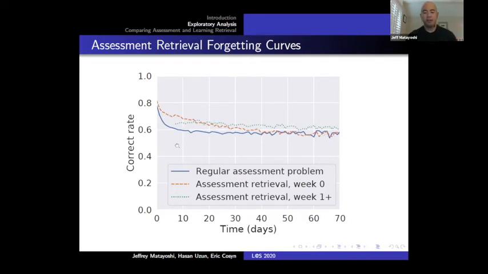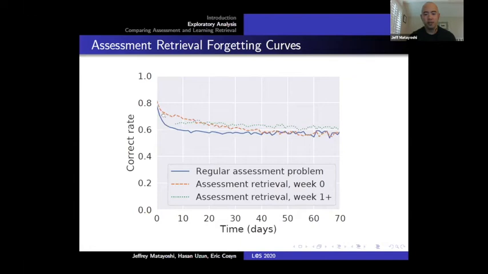After they answer that regular assessment problem, we can look at the performance on the extra problem. To do that, we're going to split it into 2 groups. The dashed orange line is the examples where the assessment retrieval happens within 7 days of learning. So they learn the item, and within 7 days they get it as a regular assessment problem, and then we test the retention later on. The dotted green line is when they get the retrieval practice 7 or more days later. You can see there's some difference in performance here.